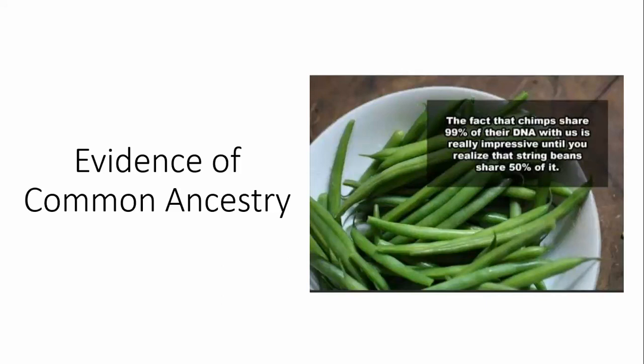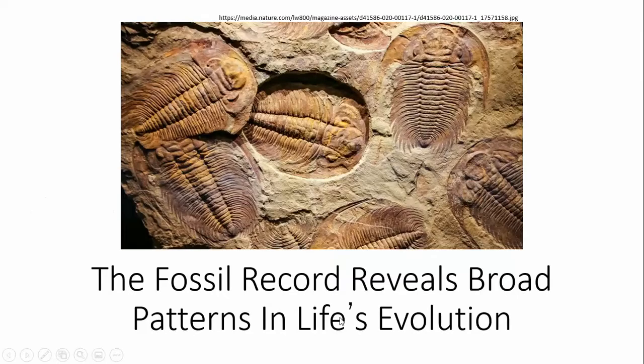Alrighty guys, so we're going to talk about various pieces of evidence of the common ancestry of all organisms, how we determine relationships between different organisms, and also basically some of the basic pieces of evidence for evolution by natural selection. So here we go.